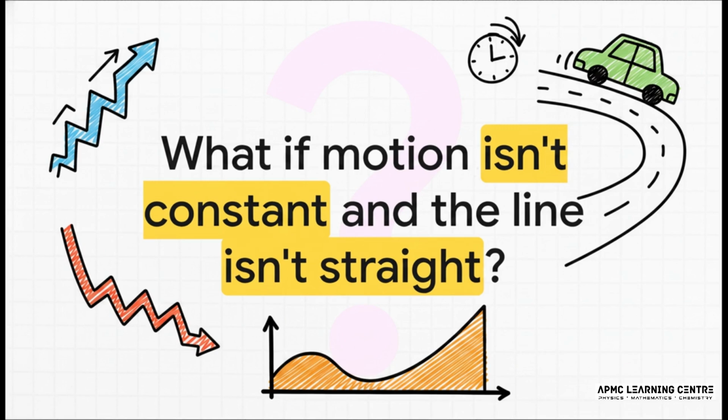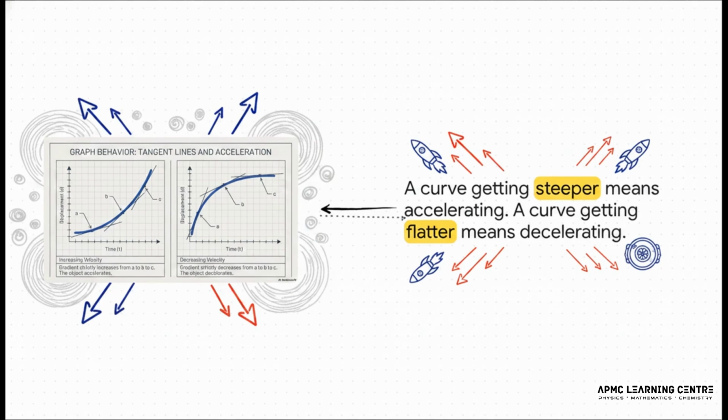And what does that mean for our line? It means it can't be straight. And there's our answer. A curved line simply means the velocity is changing. It's that simple. Look at the one on the left. See how the curve gets steeper and steeper? That means the gradient is increasing, so the object is accelerating.